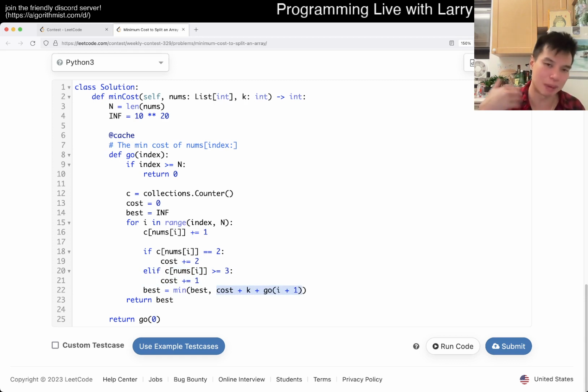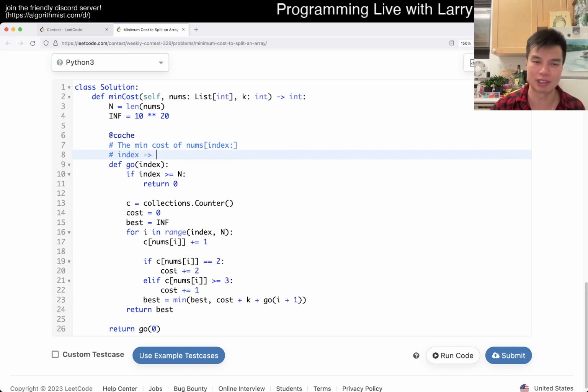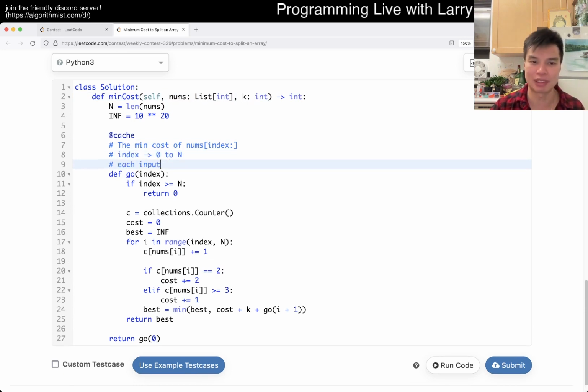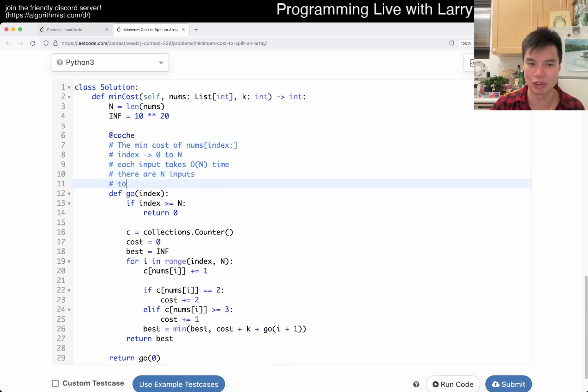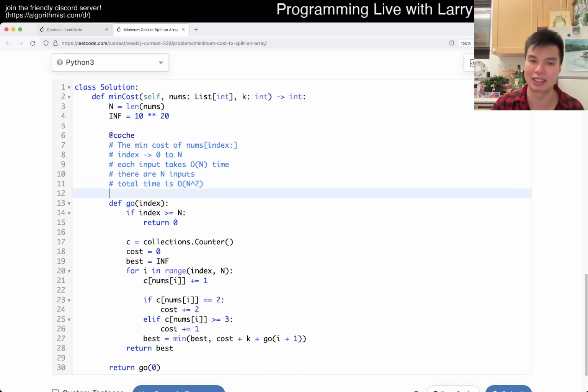And of course, with dynamic programming, this is basically the idea. I'm going about this a little bit fast, I admit, and of course k is the input cost that's here. But from this point on, it's a standard partition suffix dynamic programming problem. And here, the way that I always say it is that index can go from 0 to n, of course, and each input takes O of n time. There are n inputs, so total time is going to be O of n squared, which for n equal to 1,000 should be fast enough.